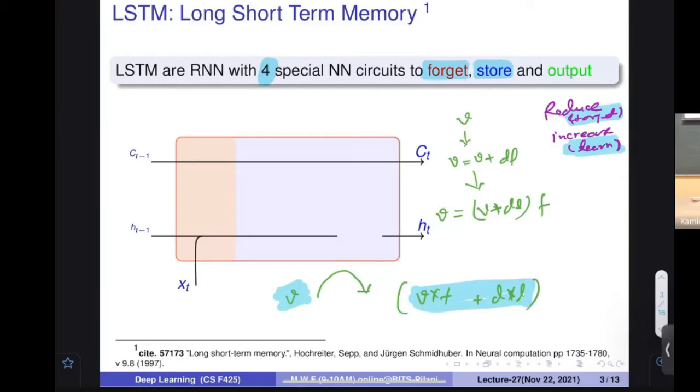Okay. Let me tell you what this means. This actually means nothing more than V multiplied by F plus D multiplied by LF. And LF means whatever you are learning is multiplied by F. So why are you learning L over here? You should learn LF over here, because if you are sure how much you should learn, then instead of learning L, you should learn LF. It would automatically happen.